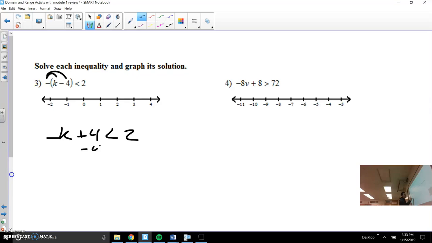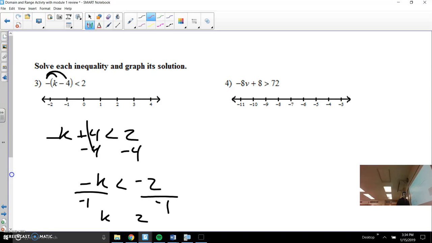I want to subtract 4. That gives me negative k less than negative 2. And this is not quite solved for. I need to divide or multiply, really, negative 1 to the other side. And something that we really have been stressing is with inequalities, anytime you multiply or divide a negative, that rule comes into play. And so it's no longer less than, it's greater than. So I'm going to go into my graph, and I'm going to say all values that are strictly greater than 2. So that number is not included.